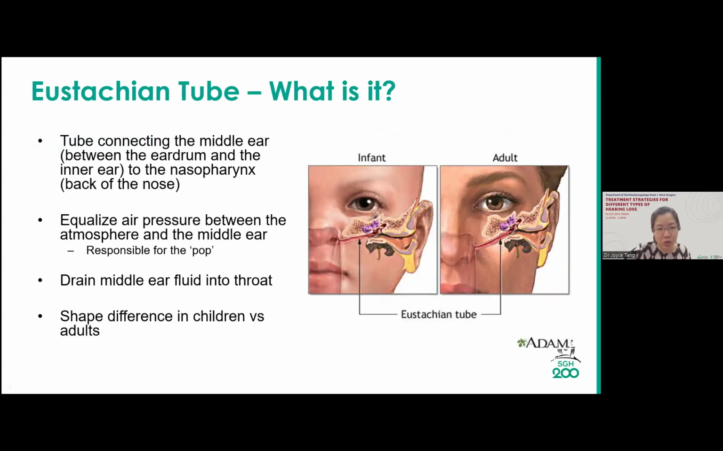So what is this Eustachian tube? As I showed in the first slide, it connects the middle ear to the nasopharynx, or the back of the nose. And what does it do? It helps to equalize air pressure between the external environment, the atmosphere, and the middle ear. I'm sure many of you have experienced a pop in your ears, especially if you blow your nose, sneeze, take a plane, or sometimes even take a lift to a very high floor.